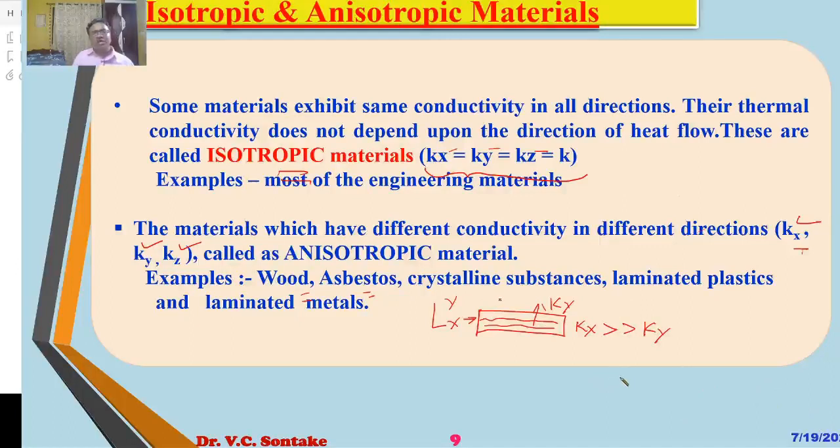Now these isotropic and anisotropic materials and their characteristics are very important as far as heat transfer studies are concerned, because these two types of materials are going to affect the heat transfer rate in different directions. So we must know the characteristics of these two materials.